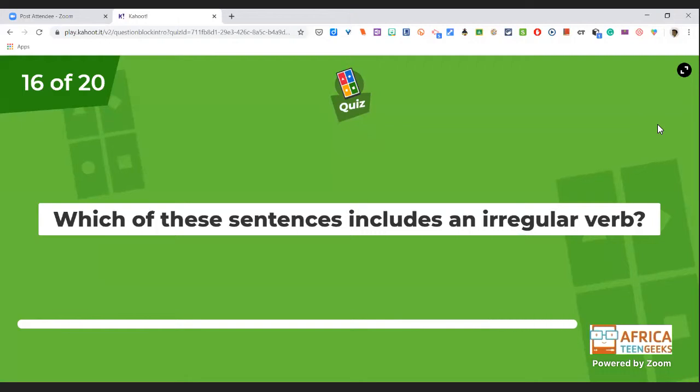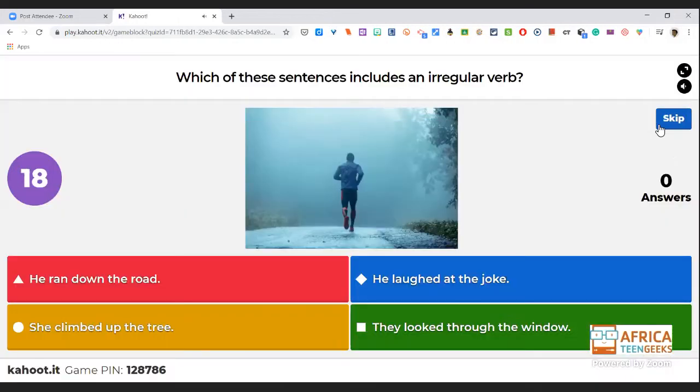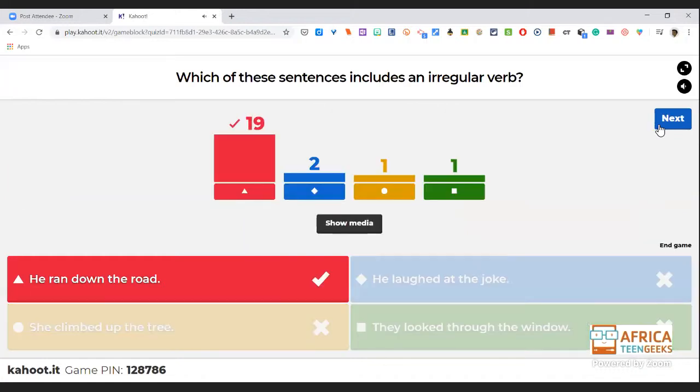Which of these sentences includes an irregular verb? Well done. A lot of people recognize that an irregular verb changes altogether, so it's not going to have ed on the end like the others have got there. Good. Ran. He ran down the road. Well done.